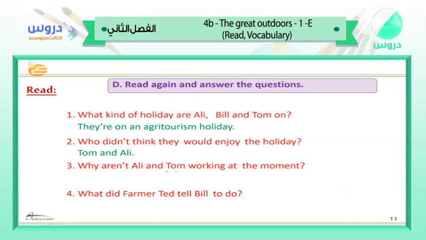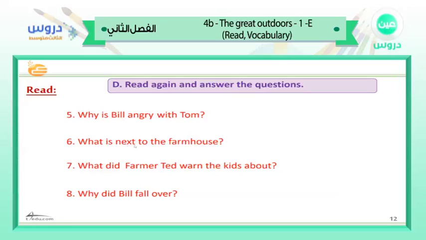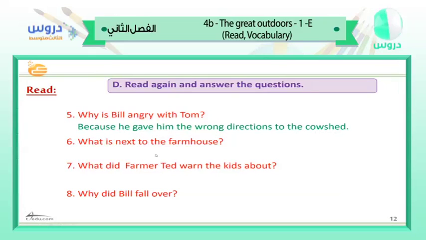Why aren't Ali and Tom working at the moment? Yes, very good. Farmer Ted told them to have a break, to take a break. What did Farmer Ted tell Bill to do? Very good. Clean the cowshed. Yes, to clean out the cowshed. Excellent. Okay. Now, why is Bill angry with Tom? Why did he blame Tom? Very good. Because he told him the wrong directions. Yes, he gave him the wrong directions to the cowshed.